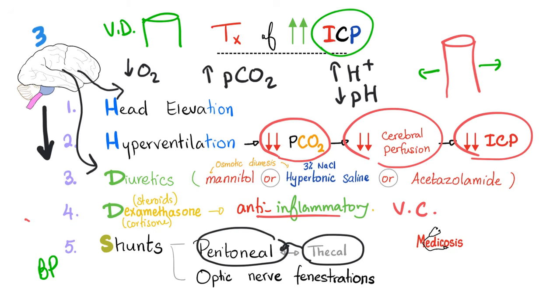Or, and this will not make you sleep tonight, optic nerve fenestration. What in the world is this? Remember that the eye is part of the CNS. The optic nerve is part of the CNS. Here is the eye, okay? The pressure is too much in the CSF around the brain. Remember that the subarachnoid space also exists around the optic nerve.